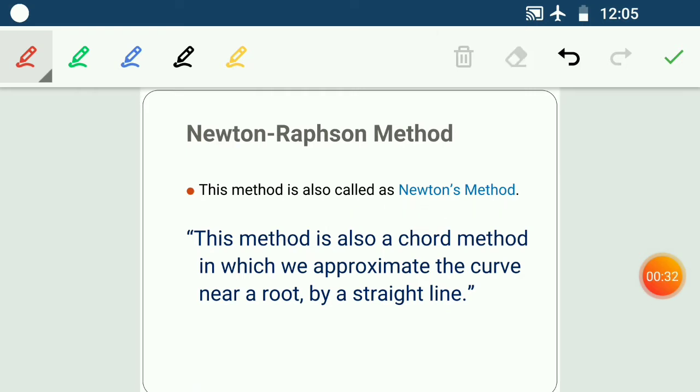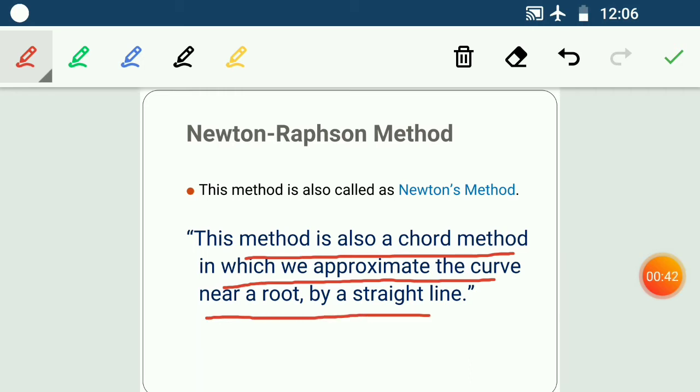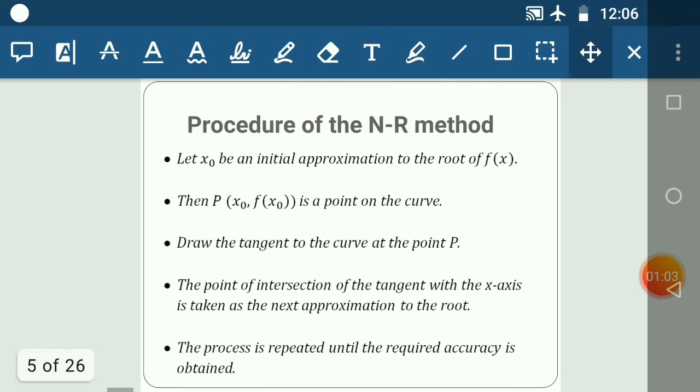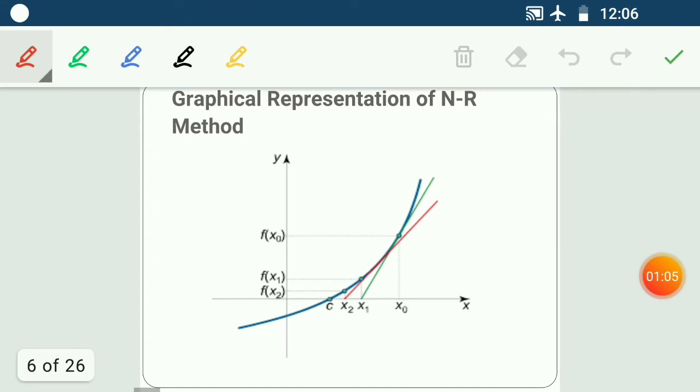Okay, so what is the definition of this method? This method is also a chord method in which we approximate the curve near a root by a straight line. We have seen a similar definition for the Regula-Falsi method, which is also a chord method, and we were using a straight line equation there also, but it is somewhat different. What is the difference? We will have a look at this graphical representation. So what is this numerical method?